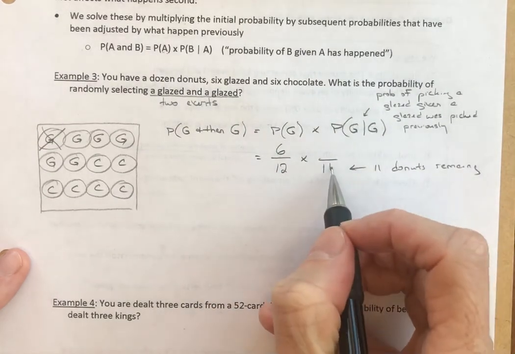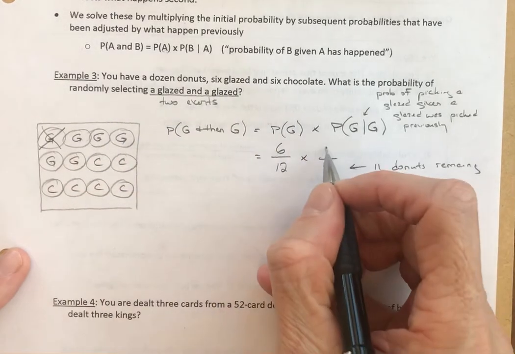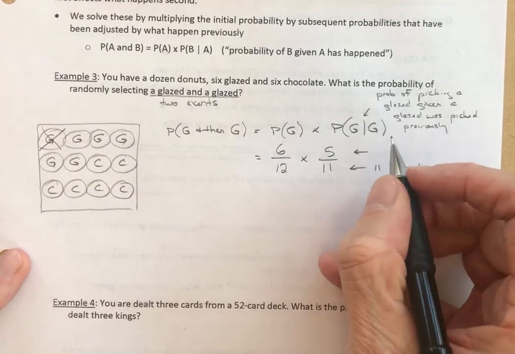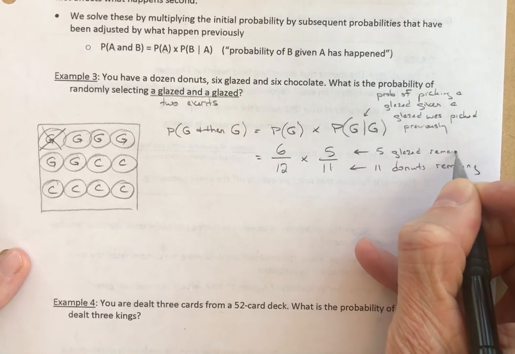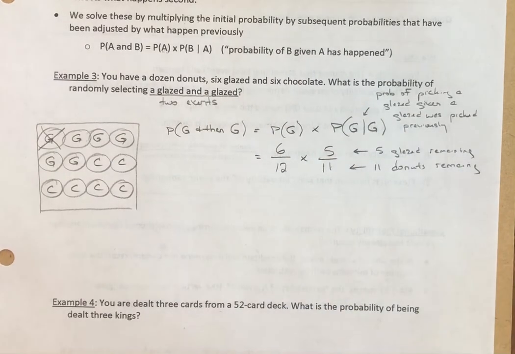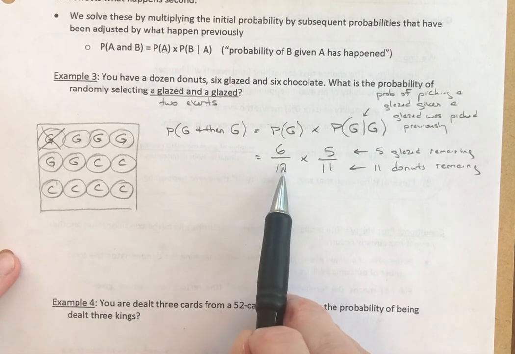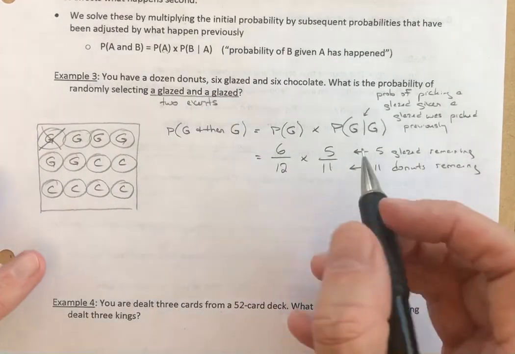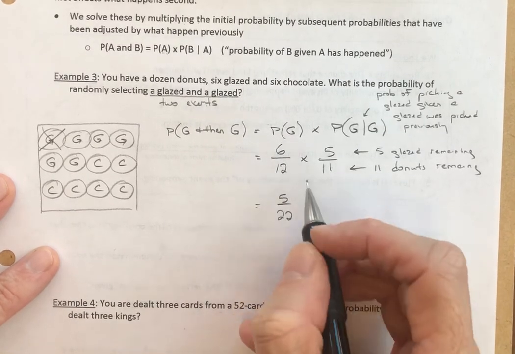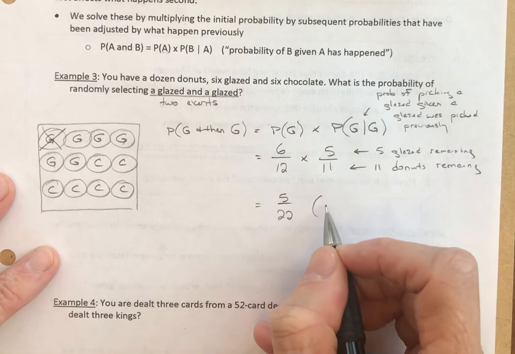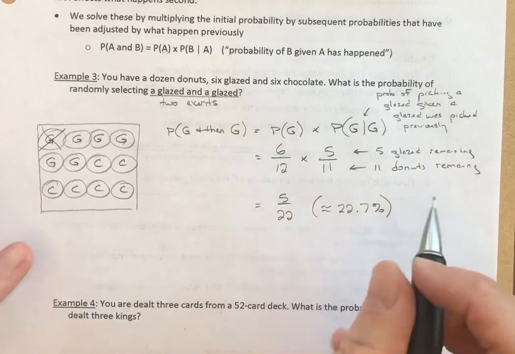Okay, out of those 11, how many are glazed? Well, 1, 2, 3, 4, 5. 5 are glazed. 5 glazed remaining. So this is a dependent situation because this second probability depends on what happens here because you took it out. So we do the math here, and this comes out to be a 5 in 22 chance when you multiply and simplify, which is approximately 22.7% chance of that happening.